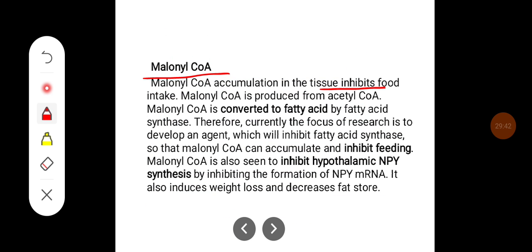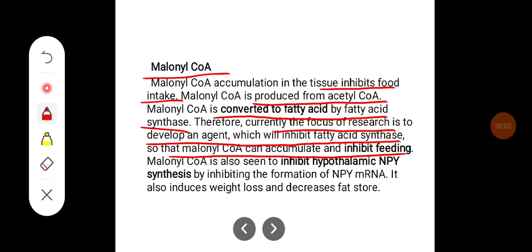Malonyl-CoA accumulation in the tissue inhibits food intake. Malonyl-CoA is produced from acetyl-CoA. Malonyl-CoA is converted into fatty acids by fatty acid synthase. Therefore, currently the focus of research is to develop an agent which will inhibit fatty acid synthase so that malonyl-CoA can accumulate and inhibit feeding. Malonyl-CoA is also seen to inhibit hypothalamic neuropeptide Y synthesis by inhibiting formation of NPY mRNA. It also induces weight loss and decreases fat store.